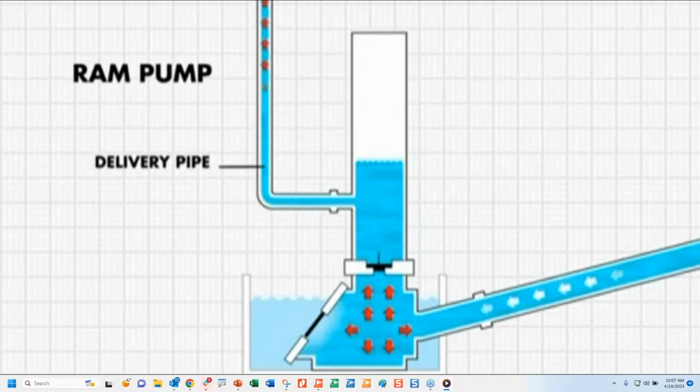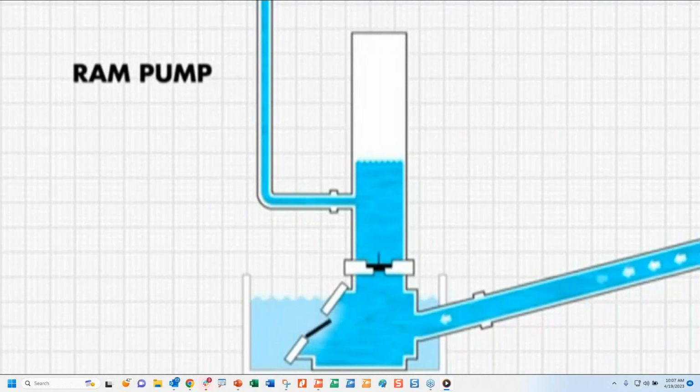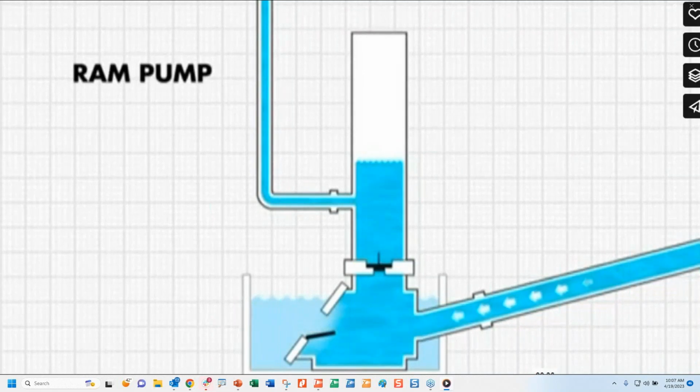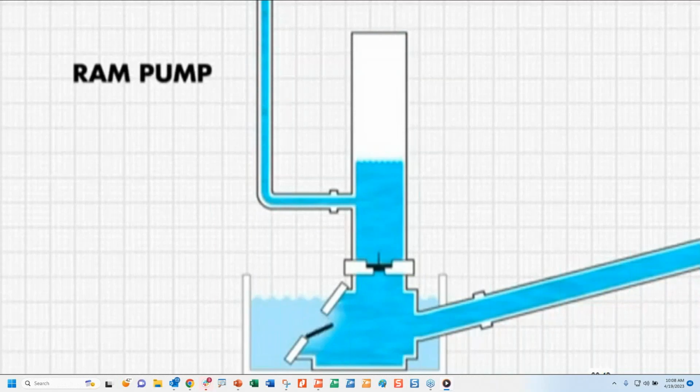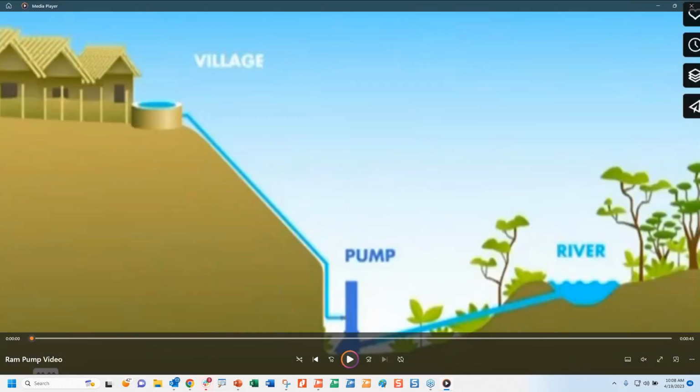The pressure in the ram pump goes down, it opens the waste valve again, the water flows to the delivery pipe, builds up inertia again, opens the delivery valve, compresses the air, and the cycle continues. So this is how it operates. It's quite simple. As you see, no energy, no electricity is required.